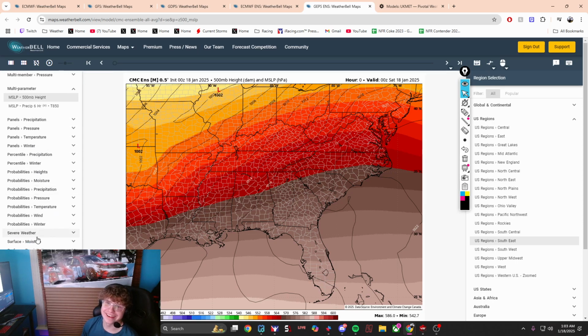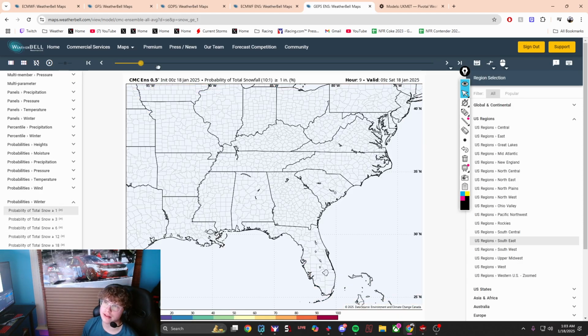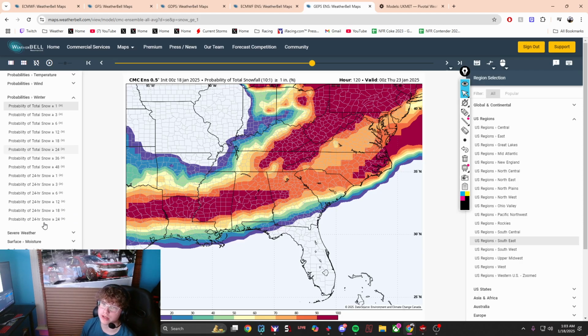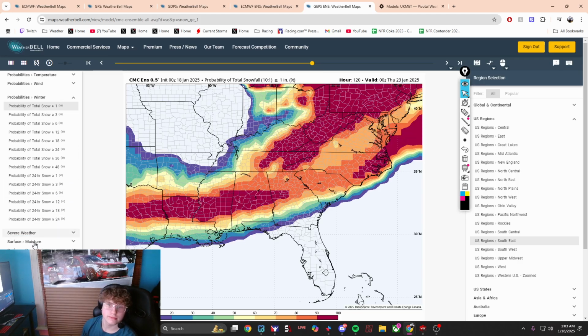All right, Canadian. I think the Euro, in my opinion, is the best, and that's just my opinion. Canadian's kind of another one that's been all over the place, but it's been honking the horn. It's been the most consistent. Again, you have probabilities of an inch of snowfall, but at the 10-to-1 ratio. So we don't have a Kuchera ratio. But again, probabilities are up there.